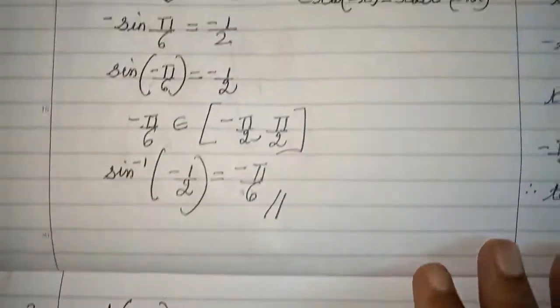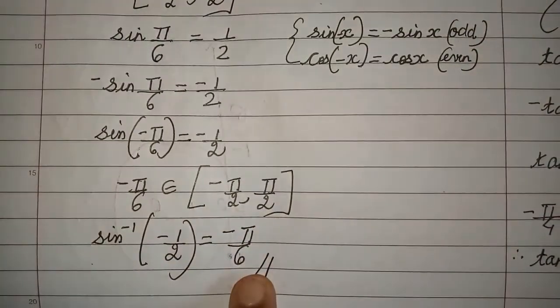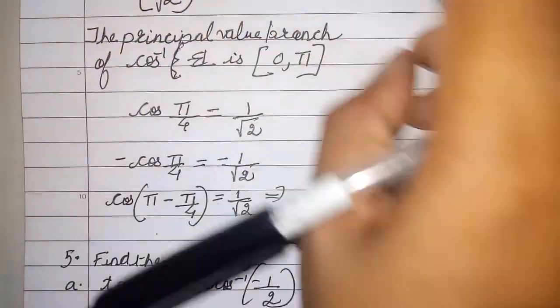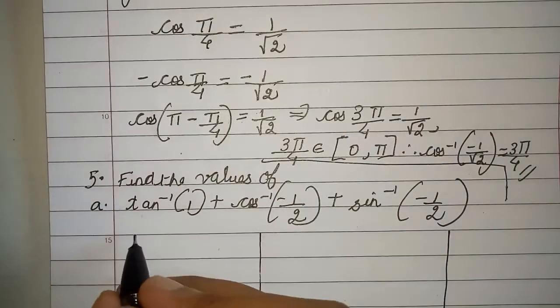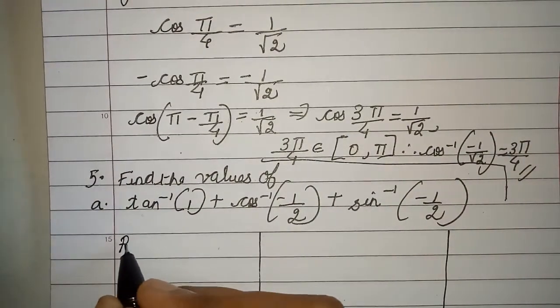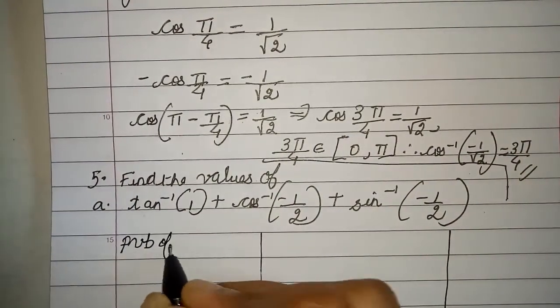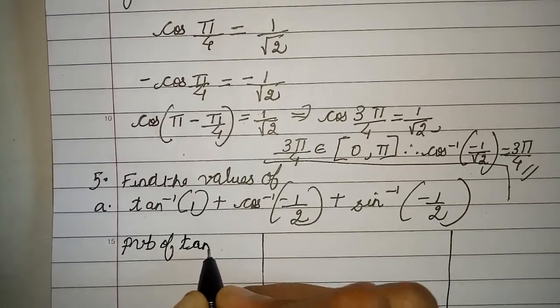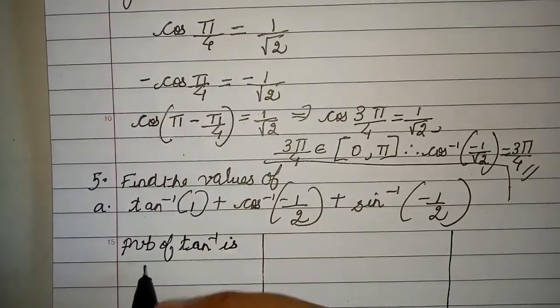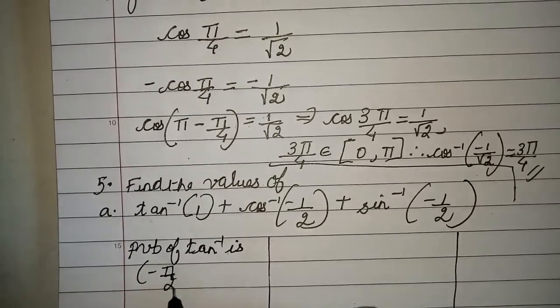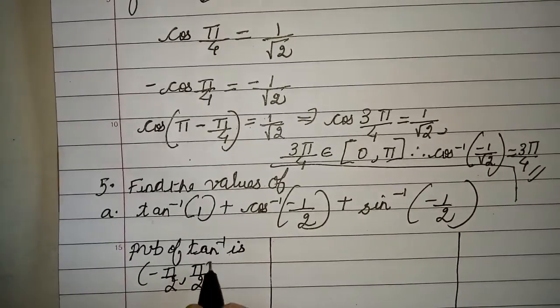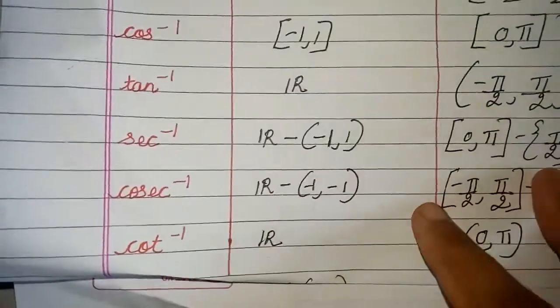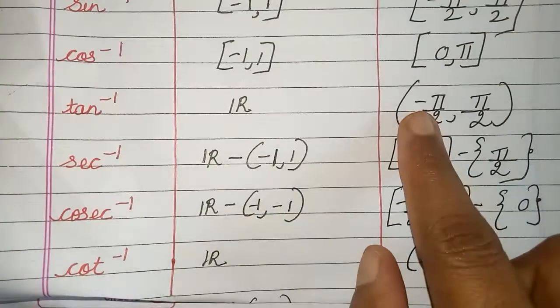Sin inverse of minus half we have already done. It is minus pi by 6, so we need not find that out. Let us go for tan inverse of 1. Simple. I am writing in short form. The principal value branch of tan inverse is the open interval minus pi by 2 to pi by 2. We have written this in the last class.